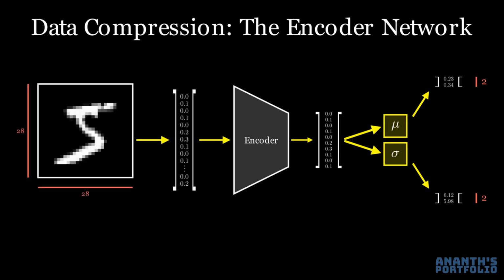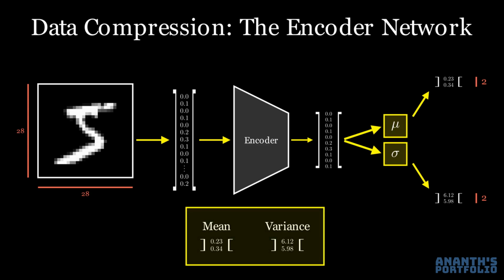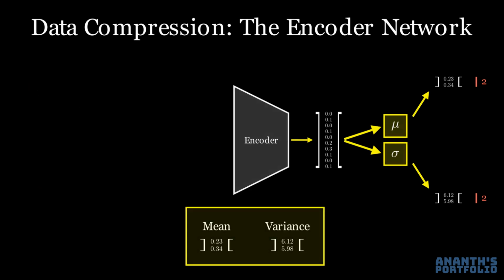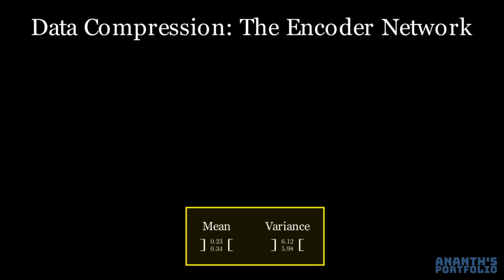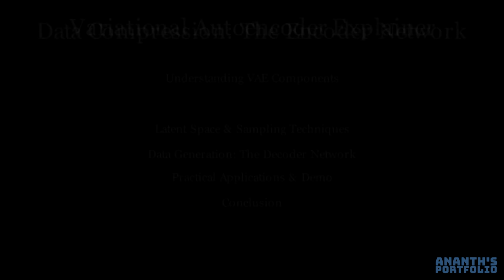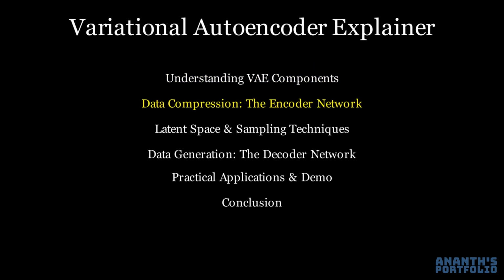To summarize, the encoder network transforms high-dimensional input data into a compact, meaningful representation by learning its mean and variance. This process allows us to represent data in a way that embraces uncertainty while preserving its essential features. The output of this step is not just compressed data but a blueprint for how that data can be sampled and reconstructed. Now that we've seen how the encoder creates these probabilistic representations, it's time to explore what happens next.